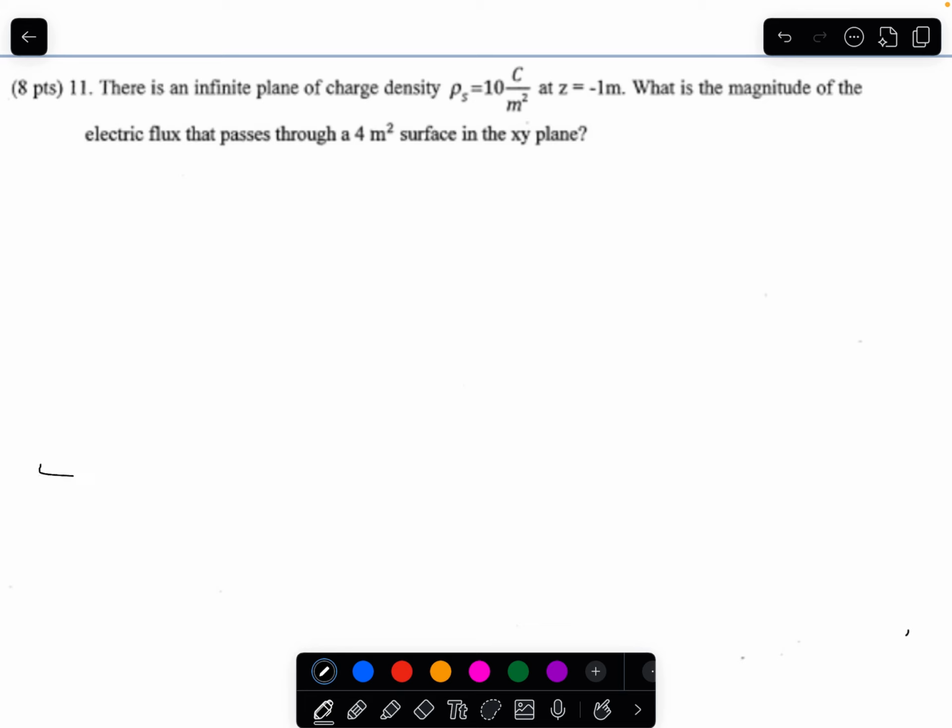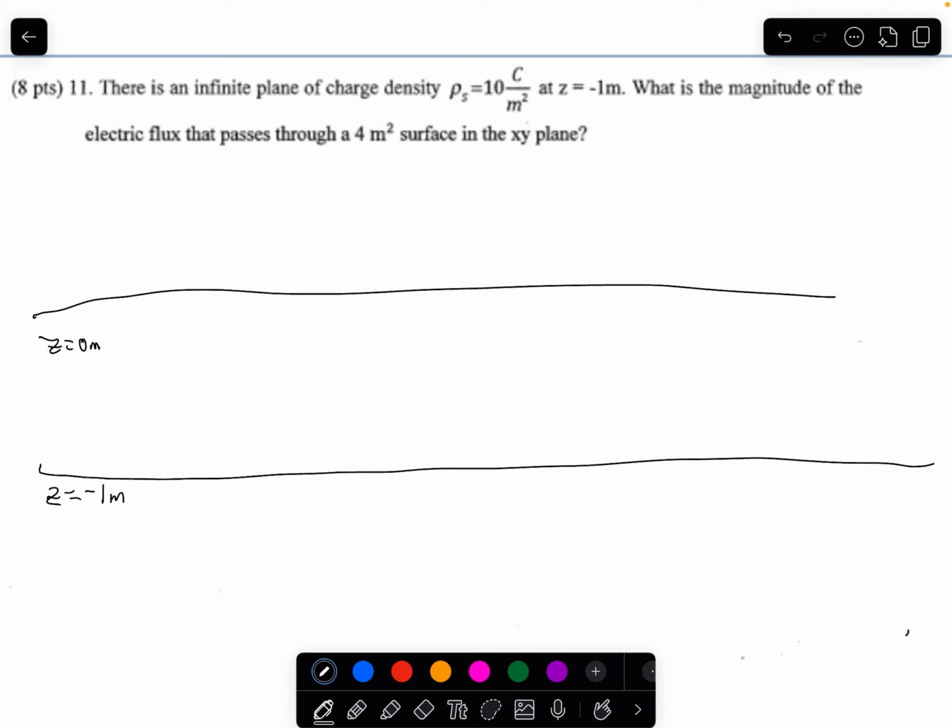to draw that out. So I'm just going to use a straight line because this would be a side view of the plane, and so it's going to look like a line. And we know that it's located at z equals negative 1 meters. Then the next piece of information we're given is that there is a surface at the xy plane, which would be at z equals 0 meters. And that plane has a surface area of 4 meters squared.